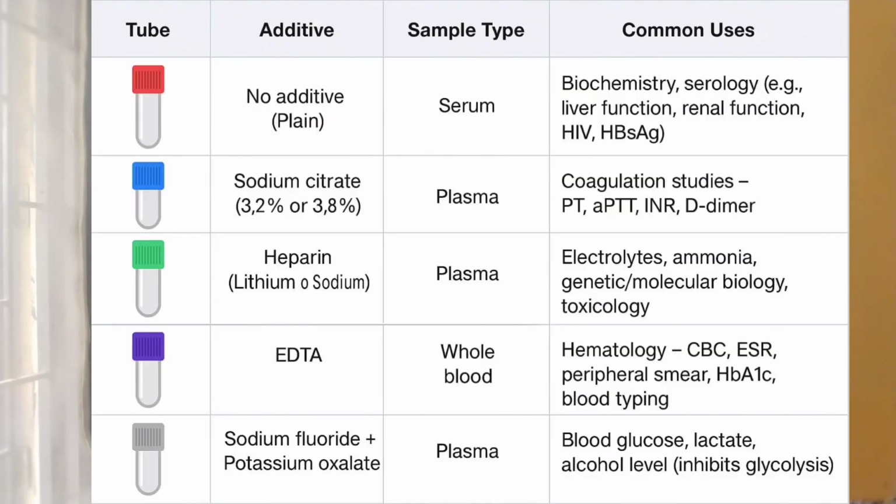So this is the summary of all the vacutainers, which anticoagulants they contain and for what tests they are employed, right? We have red top vacutainers, blue top vacutainers, green top vacutainers, lavender top or violet top vacutainers, and last we have gray top vacutainers.